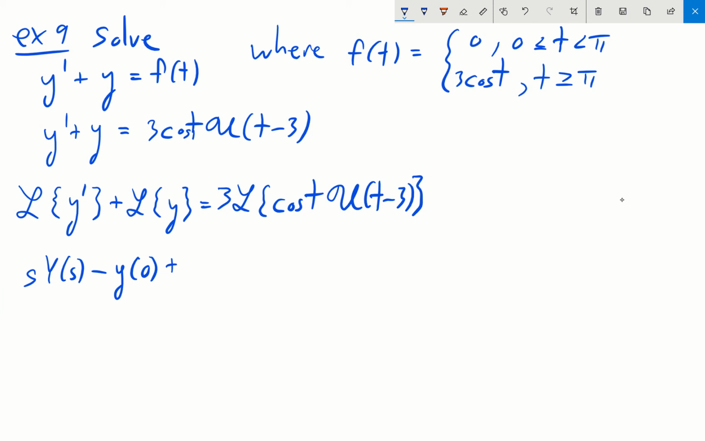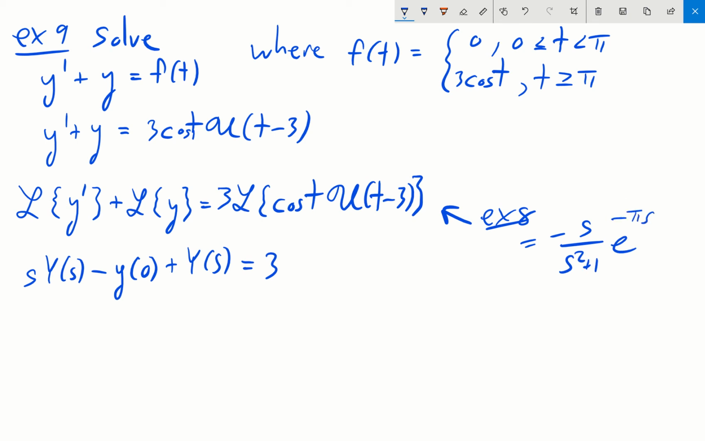The Laplace transform of y, we call that y of s, is equal to, and now this thing here, this is going to be 3 times the Laplace transform of the cosine of t times the unit step function of t minus pi. This is the result that we got when we did example 8. And if you recall from example 8, this should be equal to negative s divided by s squared plus 1 times e to the negative pi s. So we've already worked that part out from before. So this is going to give us negative 3s divided by s squared plus 1 e to the negative pi s.